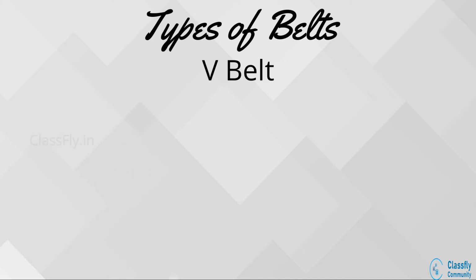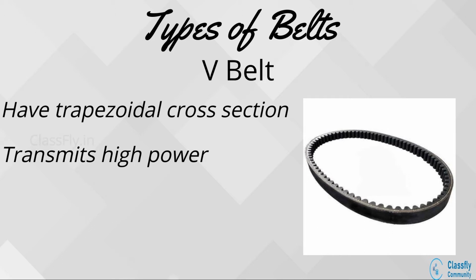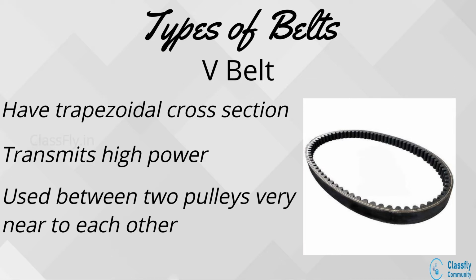Next, the V belts. Well, these belts will have a trapezoidal cross section. These are used where great amount of power is to be transmitted. They are used when power transmission will occur between two pulleys which are nearer to each other.